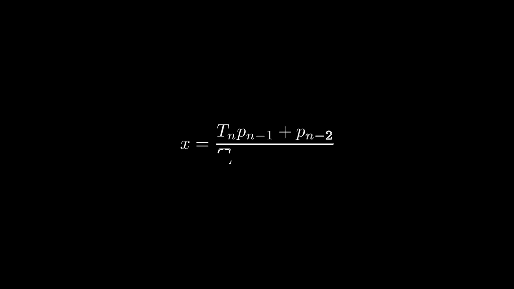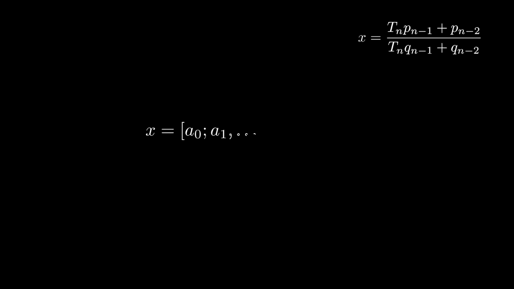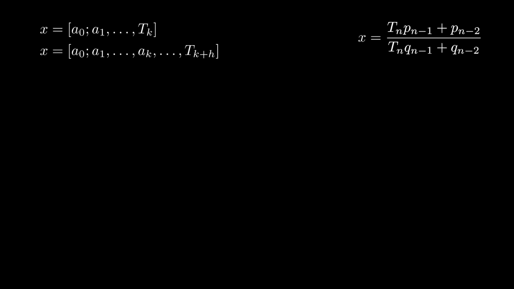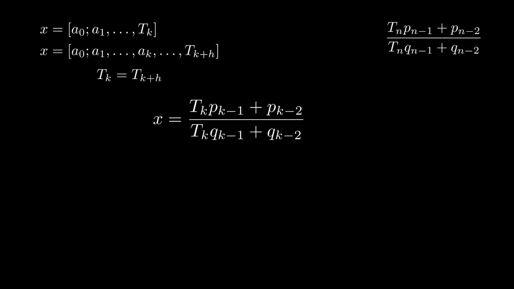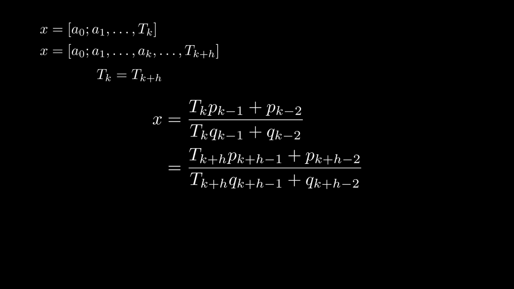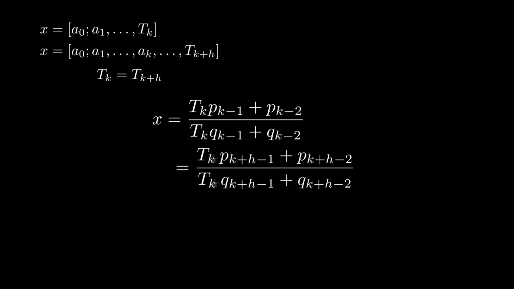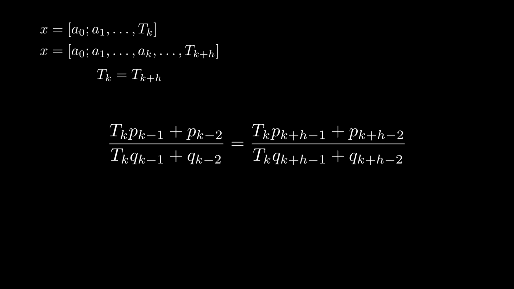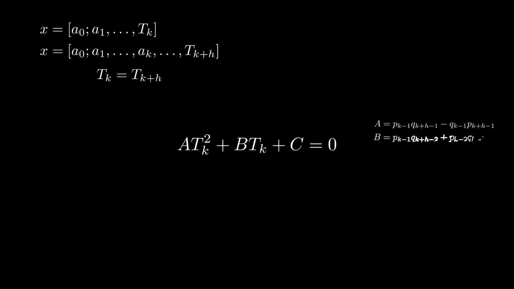For the proof, we'll use the tails formula from before. Suppose that t_k is t_{k+h}, as the fraction is eventually periodic. Then we can use the tails formula and equate these. And then rearranging for t_k shows that t must satisfy a quadratic equation, hence x is a quadratic irrational.